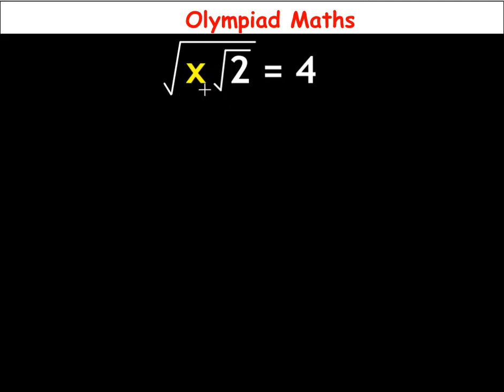So we have √x · √2 = 4. I want to solve for x. So x is equal to question mark. So to solve for x, solution.